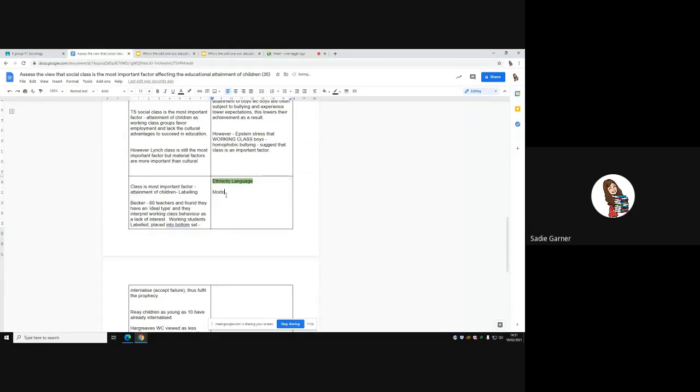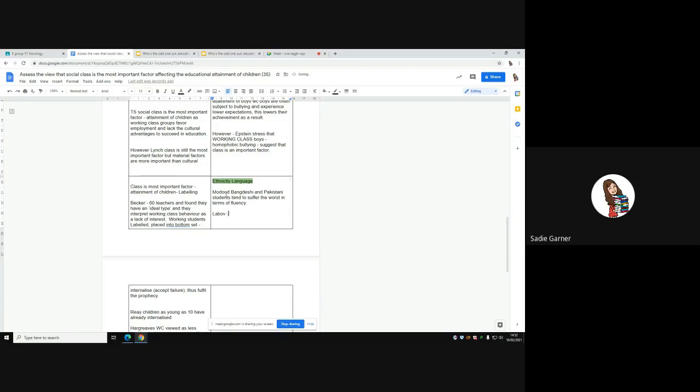So for Modood, Bangladeshi and Pakistani students tend to suffer the worst in terms of lack of fluency, particularly when English isn't spoken at home. This one's quite short, which is why it's my last paragraph.